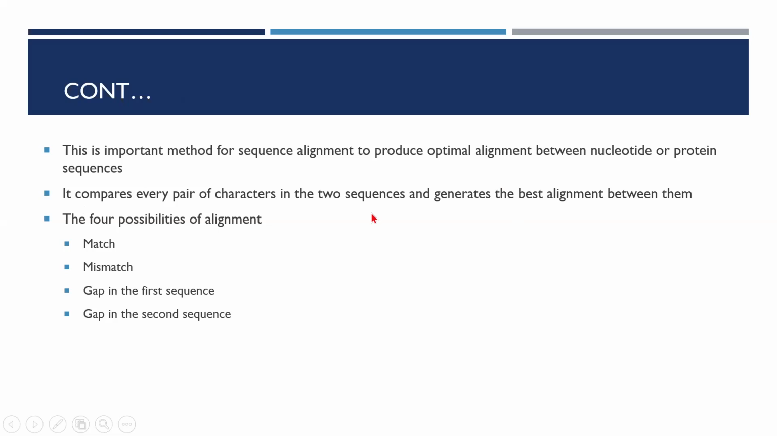Whenever we align any two sequences, there are only four possibilities we find in the alignment. What are those four possibilities? That could be a match, or it could be a mismatch, or it can be a gap. The gap could be in the first sequence or it could be in the second sequence.